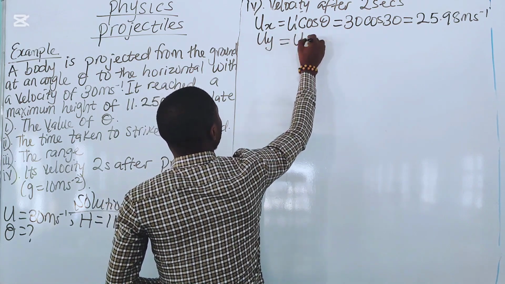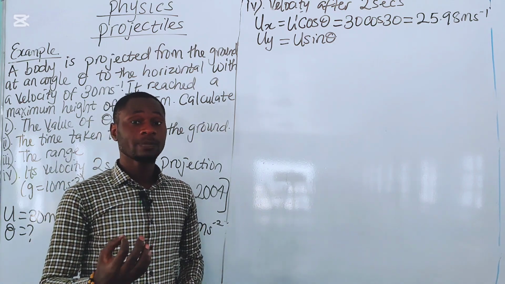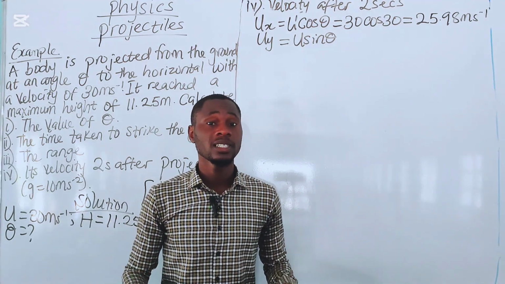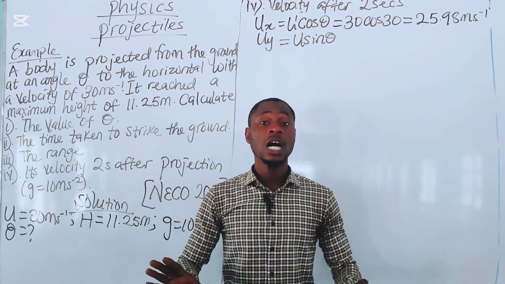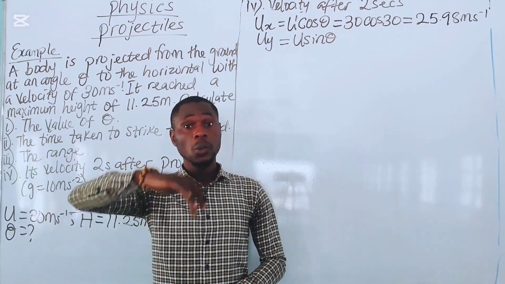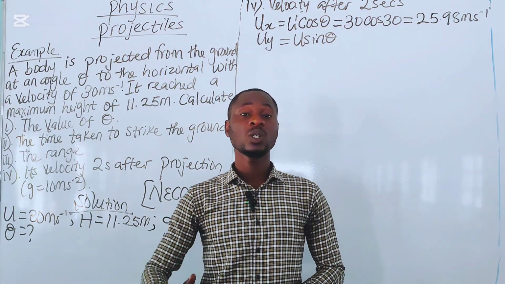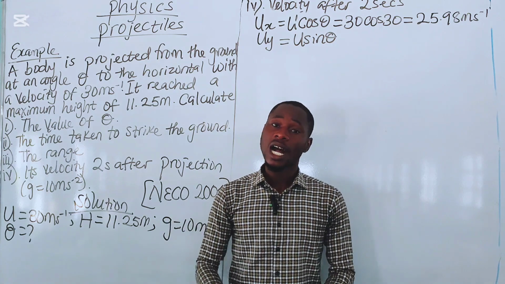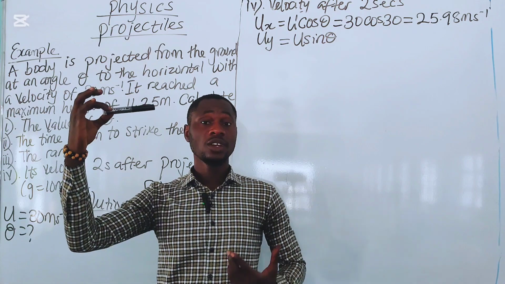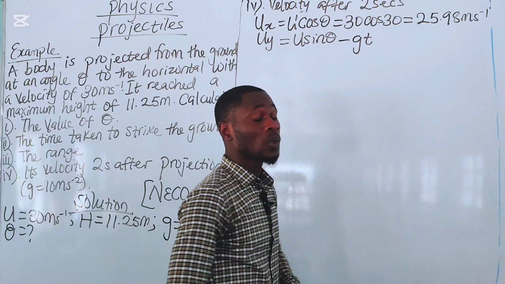Okay, so the next thing is to find the vertical component, which is Uy. And Uy is equal to u sine theta. But then, after a time t spent by the projectile in air, the vertical component of the initial velocity does not remain the same. Remember that throughout the period of motion, the horizontal component of the initial velocity remains constant, or throughout the time of flight. But the vertical component keeps changing. As the projectile keeps going upward, the vertical component keeps reducing, and it finally becomes zero at the maximum height.